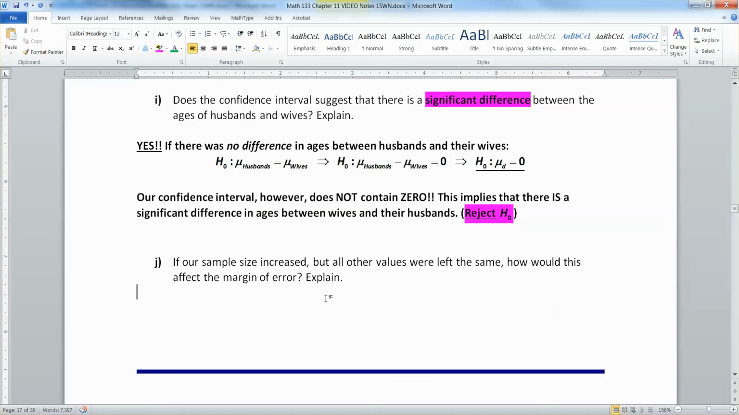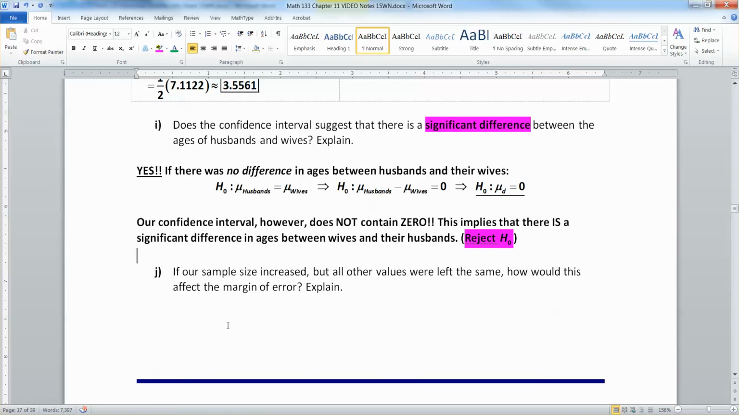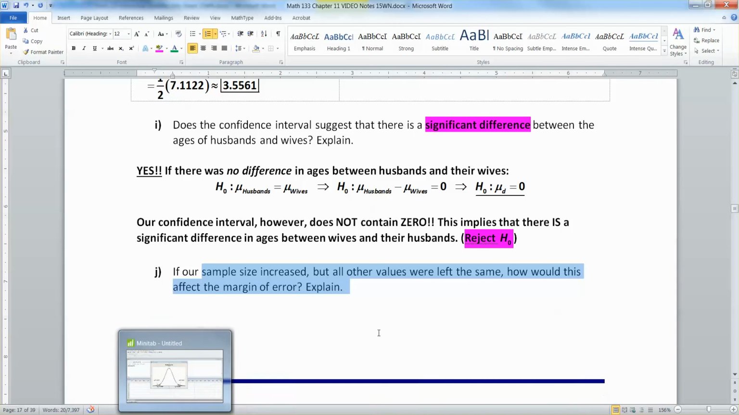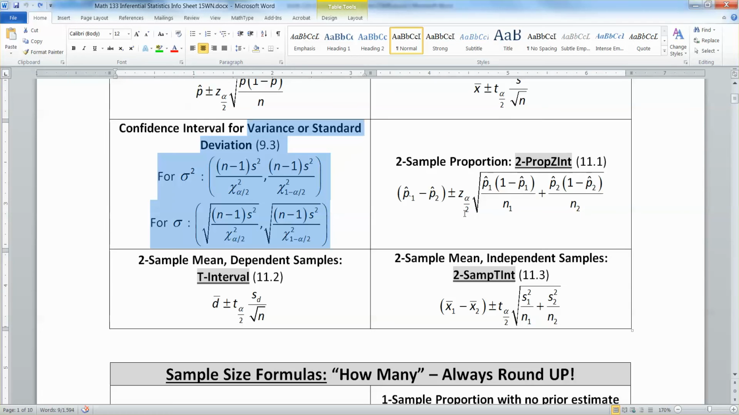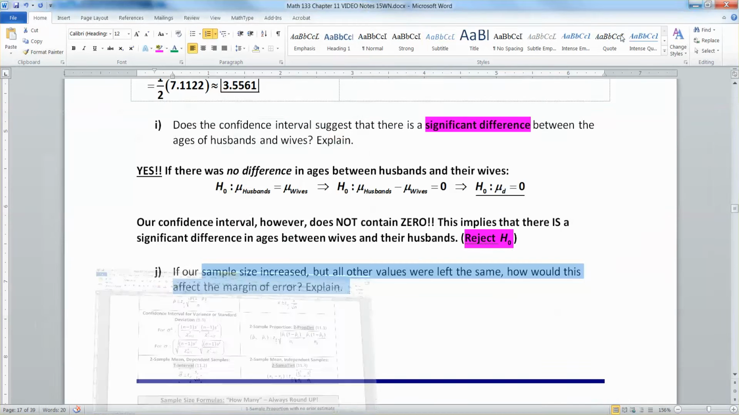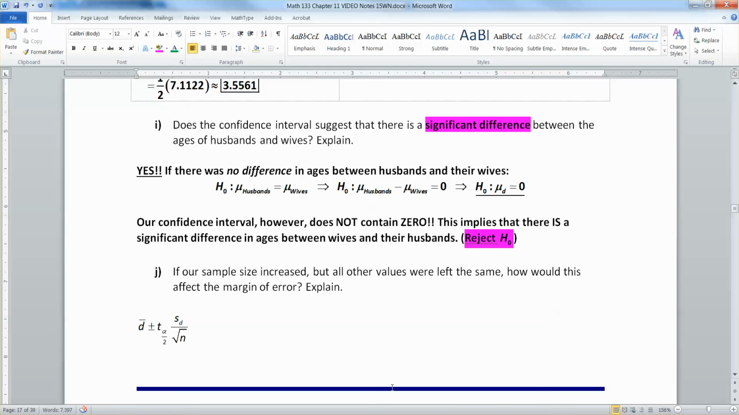All right, now a little review of chapter 9. It's been a while. If our sample size increased, but all other values were left the same, how would that affect the margin of error? So let's look at a couple things here. Let's remind ourselves of the formula for these confidence intervals, which is right here. That's the formula for the confidence interval that we're looking at. And the error part is the back end of that, the t alpha over 2 times sd over the square root of n. So let me type that up.